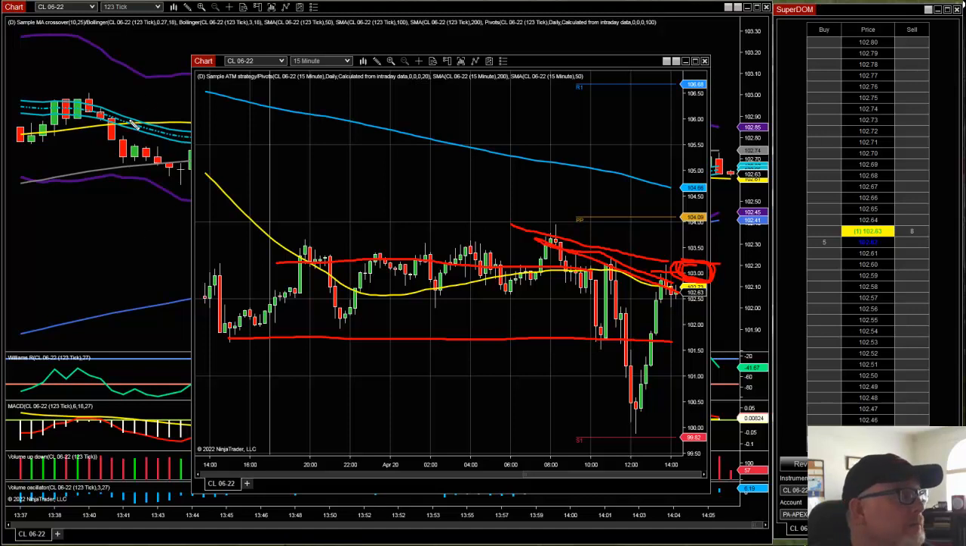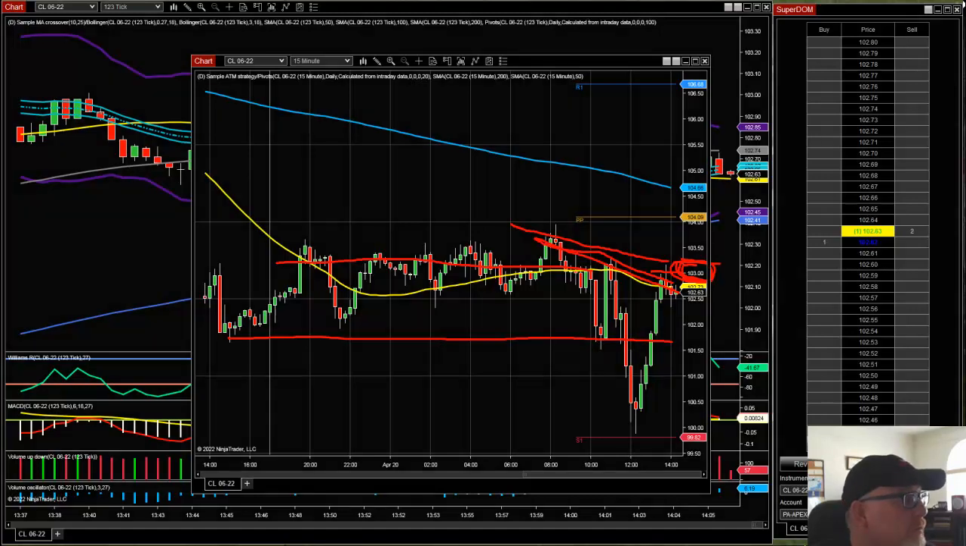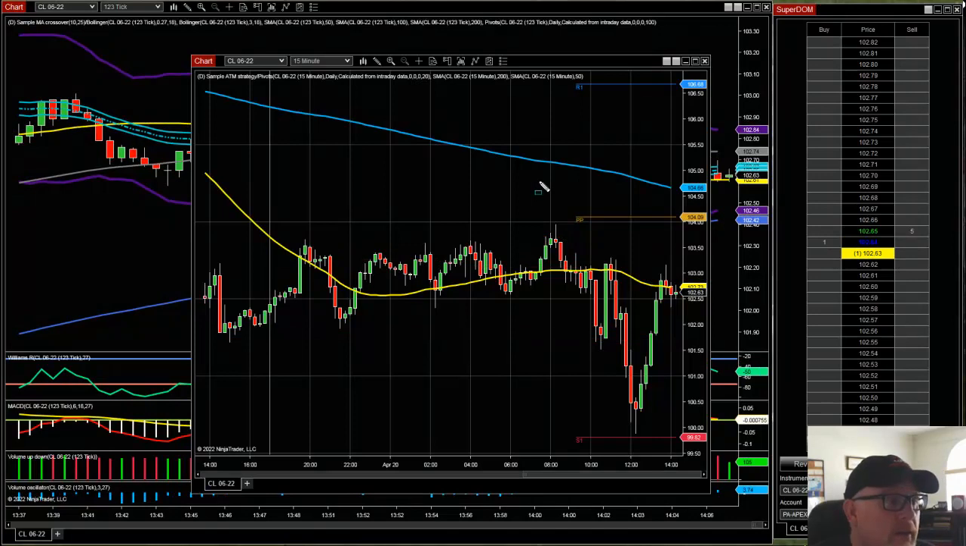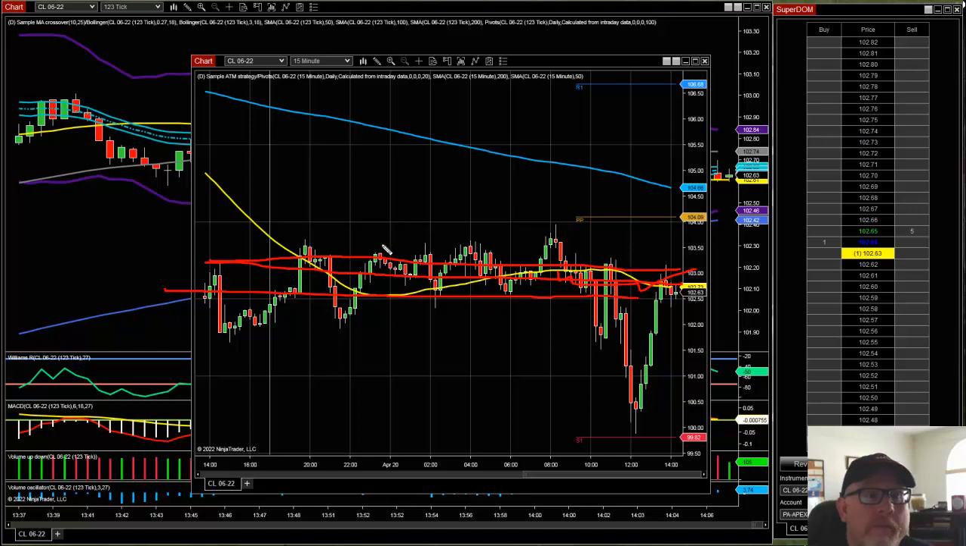But the other side of this is water seeks its level right now. And right now, if you're looking at water and where that level is, water seeking its level puts it right in this area, the 102 to 103 area. There might not be anything to do right now.